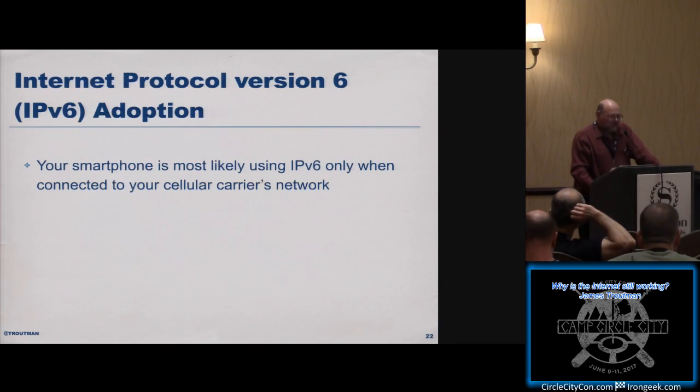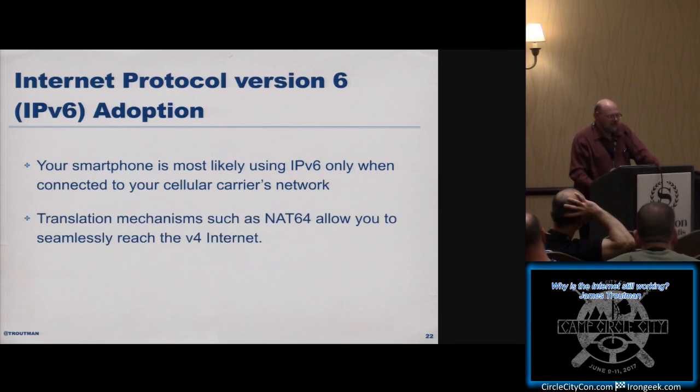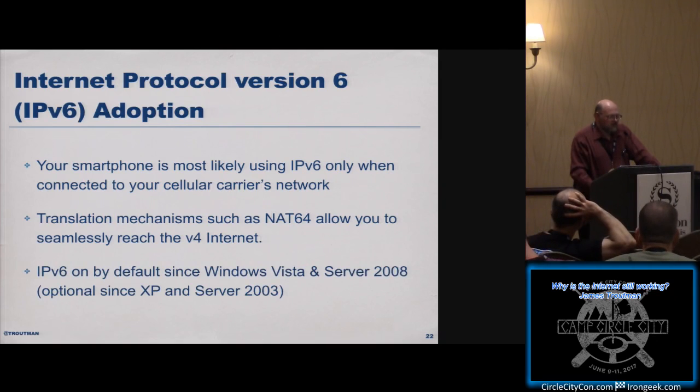So IPv6. If you have a smartphone, more than likely, if you're on AT&T or Verizon, two of the larger national carriers, your smartphone, when it's operating on cellular, you only have an IPv6 address. They do not give you an IPv4 address because they don't have enough of them. So they use translation mechanisms like NAT64 to allow you to reach the v4 internet from the v6 internet.